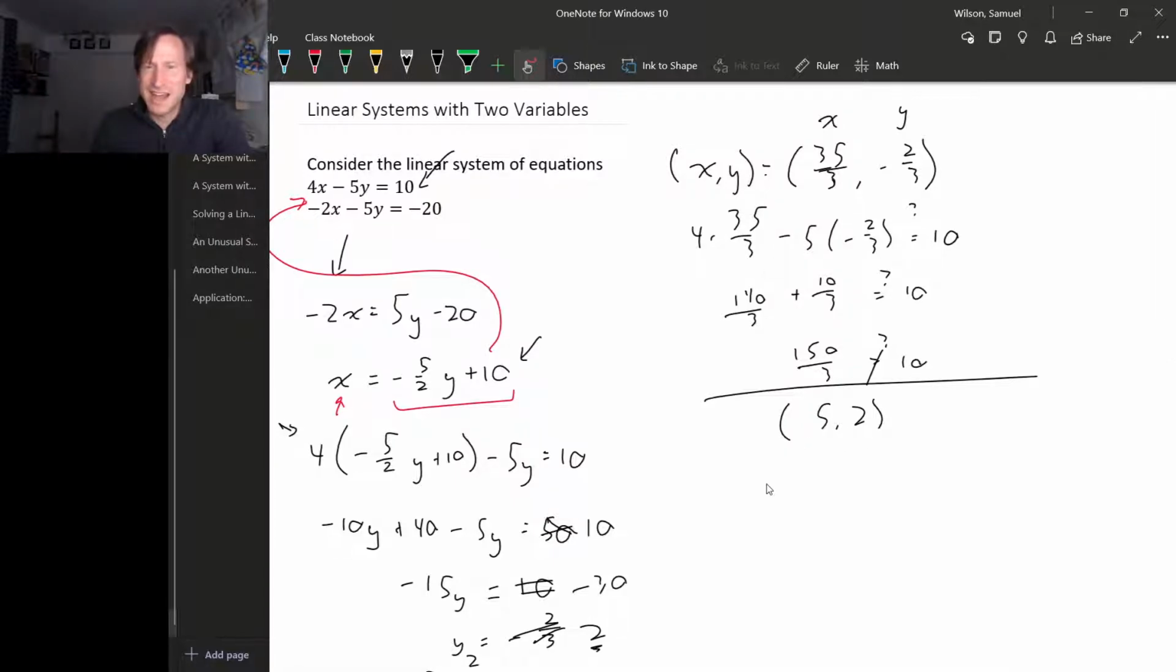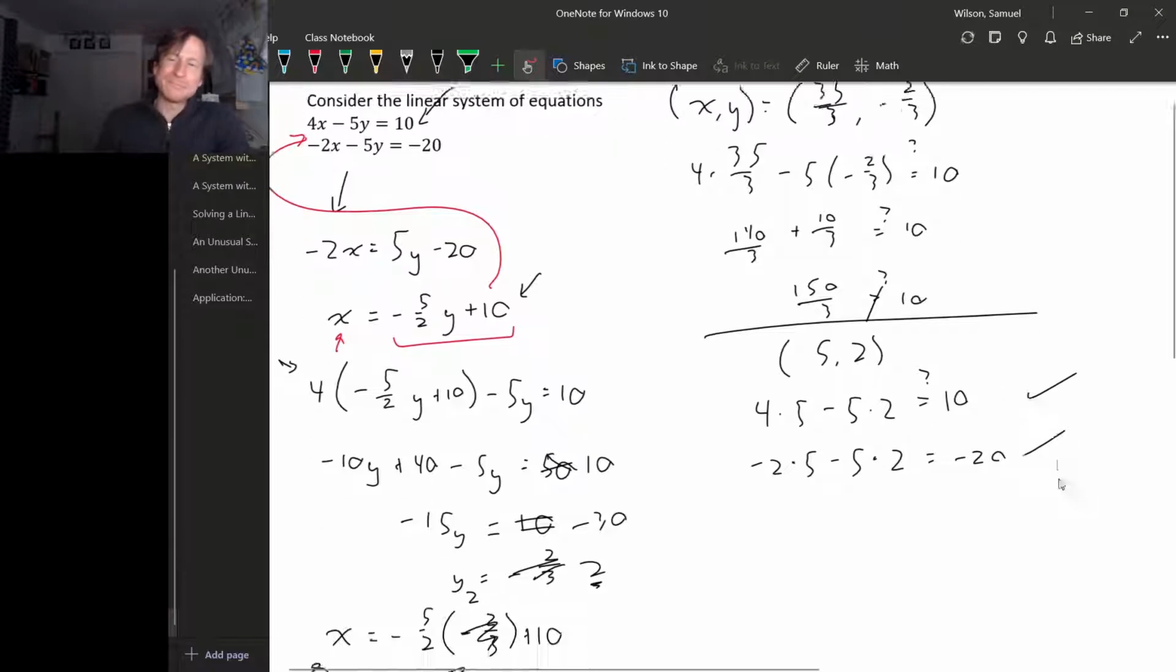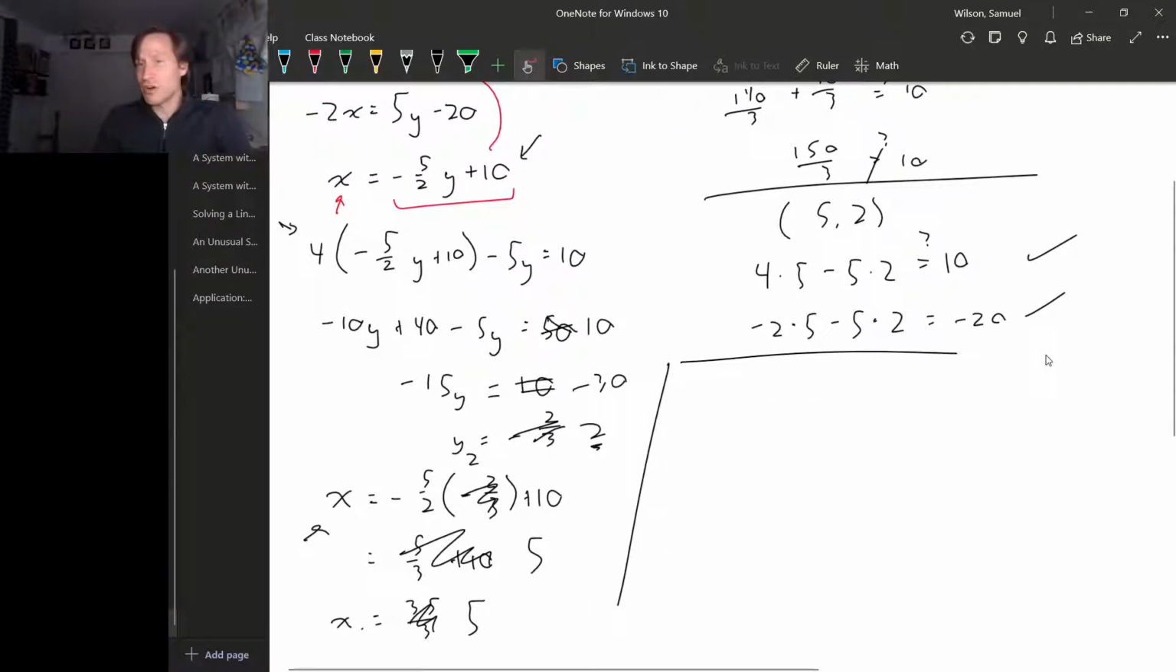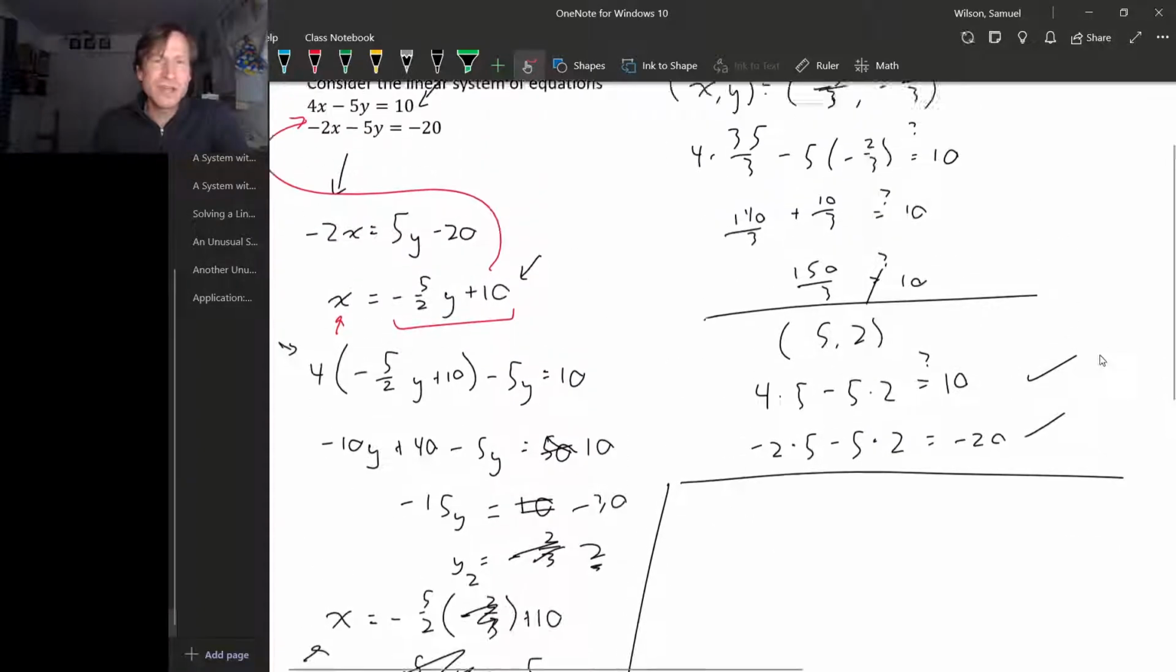So let's check that. Put it into the first equation. 4 times 5 minus 5 times 2, is that equal to 10? So 20 minus 10, yes. And then the second equation, -2 times x, which is 5, minus 5 times y, which is 2. And yeah, that's -20. Okay, so that's one way to solve a system of linear equations.